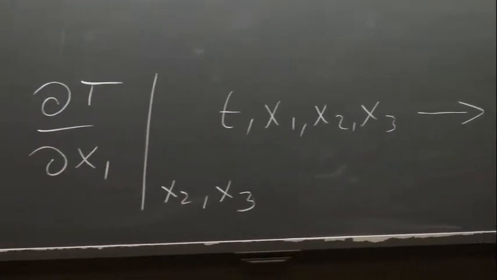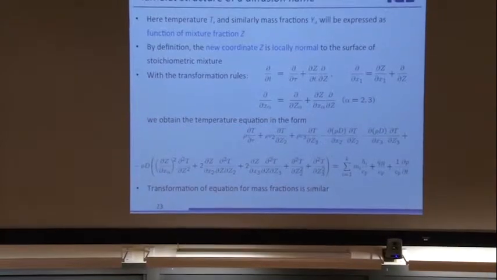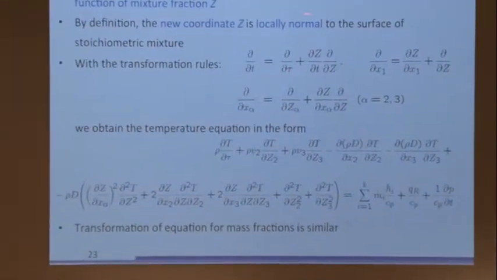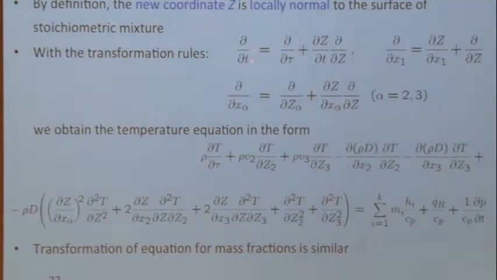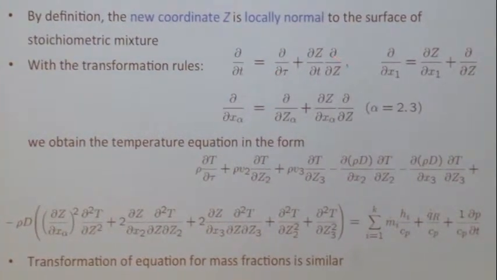Good. So if we do that, then t is equal to tau. It measures the same time. But d by dt is not the same as d by d tau because it's defined in a different coordinate system. And so the transformation rules are given here. D by dt is this. You see it depends on the z. D by dx is this. And d by dx alpha here, so this d by dx1 and d by dx2 and d by dx3, they're this.